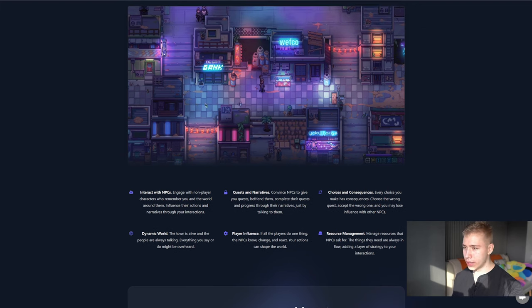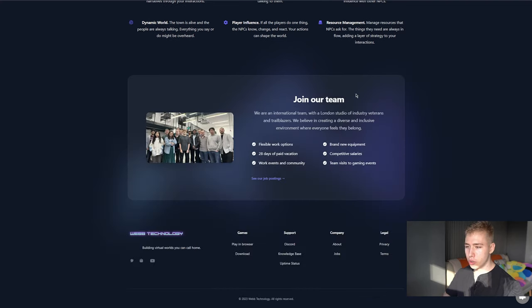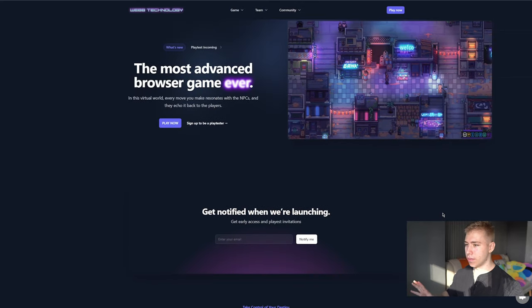Plus the entire world and the town that is in here, you kind of build up with your own decisions that you make. Because I only played for about an hour so far and only got a couple of quests done, I don't know how big of a difference this will be. If you choose the wrong quest or accept the wrong one, you may lose influence with other NPCs. There's an option to join the team as well, and that is the site. That's all you can do.